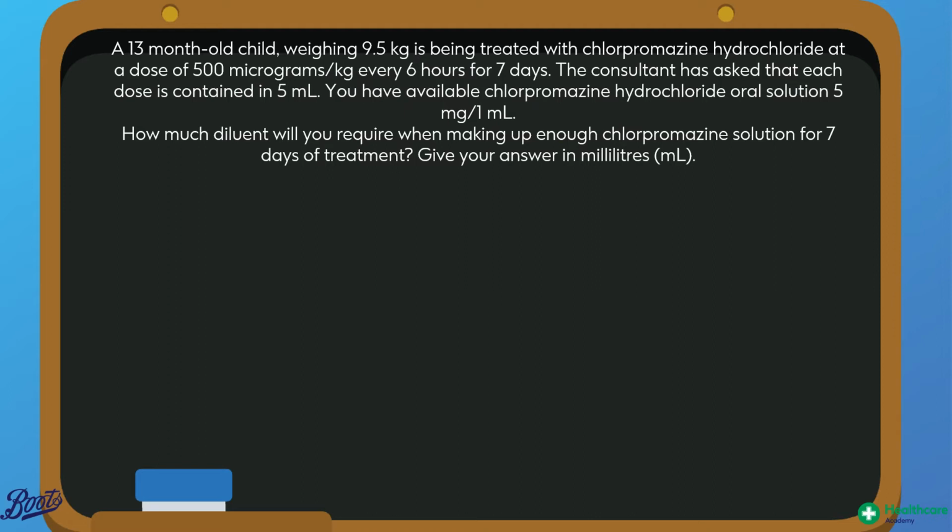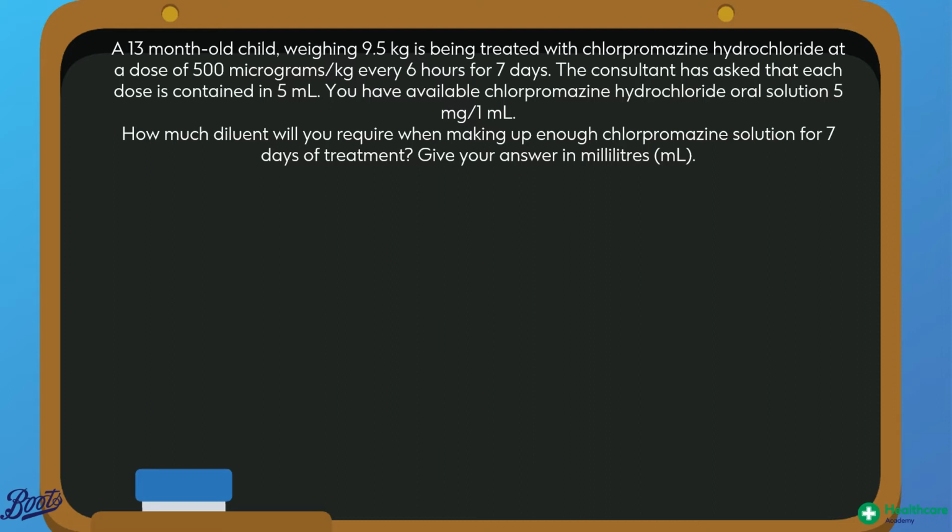Calculations, Paper C, Question 17. A 13-month-old child weighing 9.5 kilograms is being treated with chlorpromazine hydrochloride at a dose of 500 micrograms per kilogram every 6 hours for 7 days. The consultant has asked that each dose is contained in 5 millilitres.